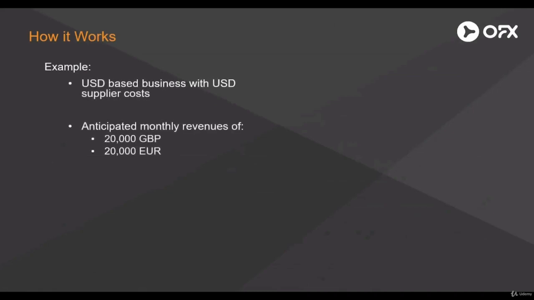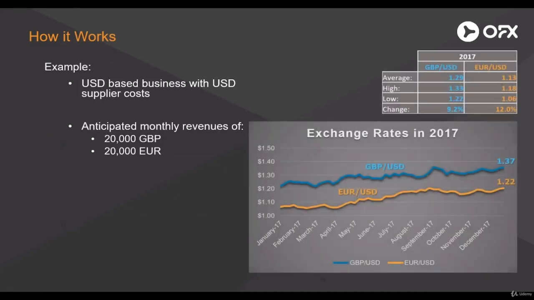So if you're anticipating revenues of 20,000 pounds to 20,000 euros, right, over the next year, going back in time, say it's January 1, 2018, what do we have to work with? What data? Okay. Well, we know all of 2017. So we can see what the currencies did. We can see where they are now. And then we can make a bet.